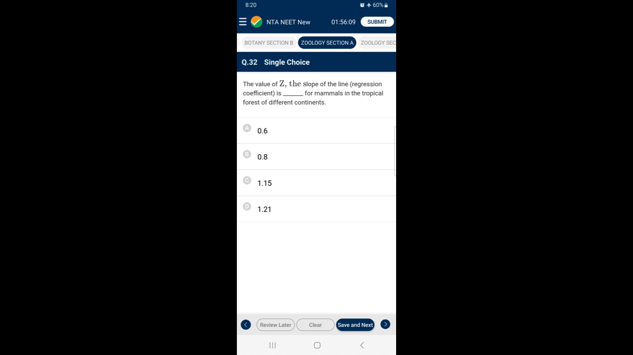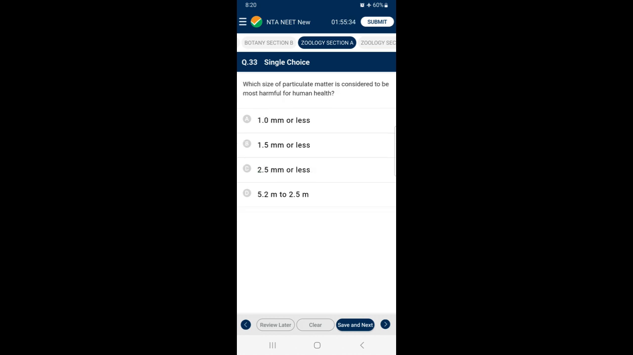If we analyze the species area relationship among very large areas like entire continents, the slope of the line will be much steeper. That means Z values are in the range of 0.6 to 1.2 for frugivorous, fruit eating birds and mammals in the tropical forest of different continents. The slope is 1.15. So the answer is option C, 1.15.